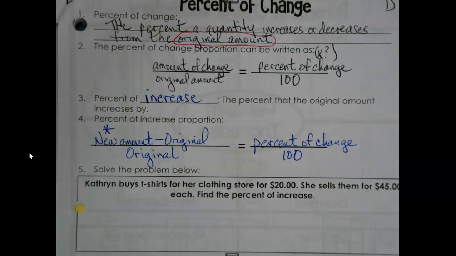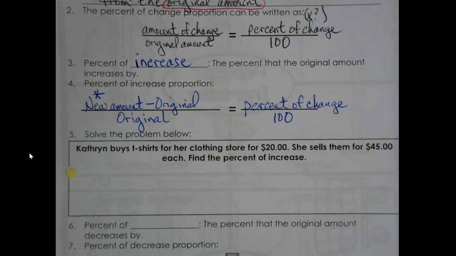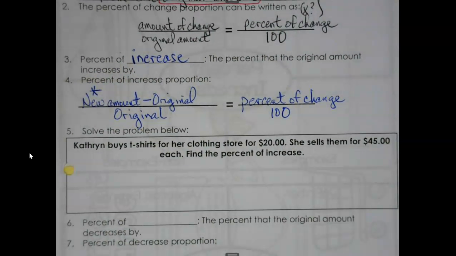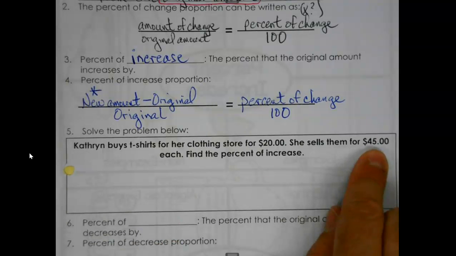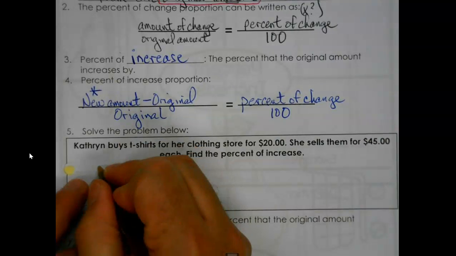So, move that up just a little bit here. As you're getting that finished up, we'll read the problem below here. Catherine buys t-shirts for her clothing store for $20. She sells them for $45. Find the percent of increase. Okay. So here, the new amount that she's selling them for is 45.